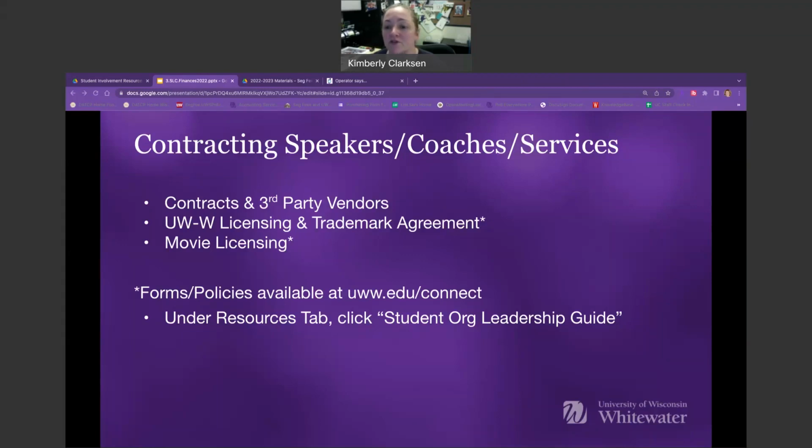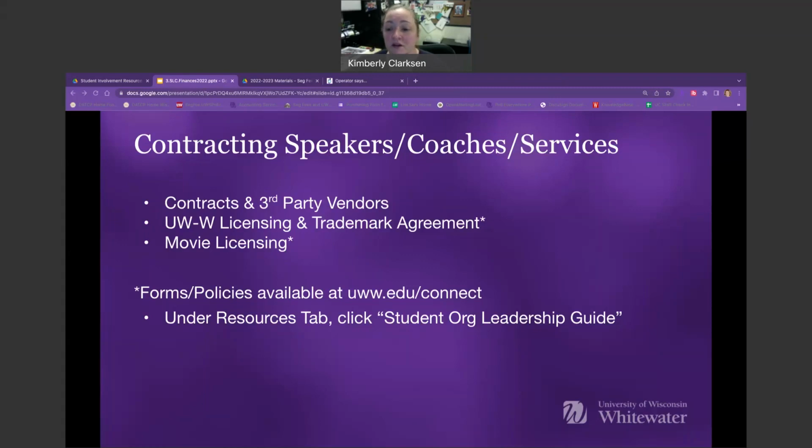We will review the contract to confirm that it is a fair contract for you and them, and then help you get it signed on behalf of the university. Student organization officers and members are not eligible to sign contracts on behalf of their organization because it is also seen as contracting on behalf of the university.